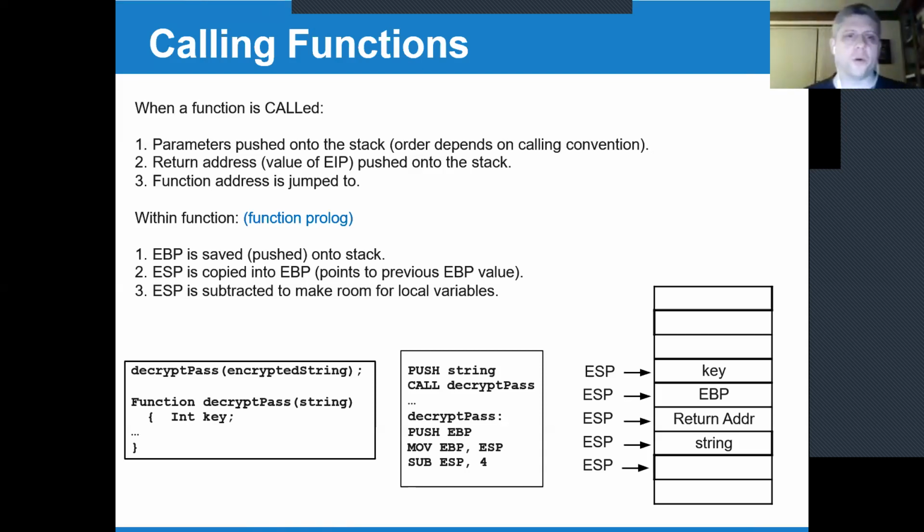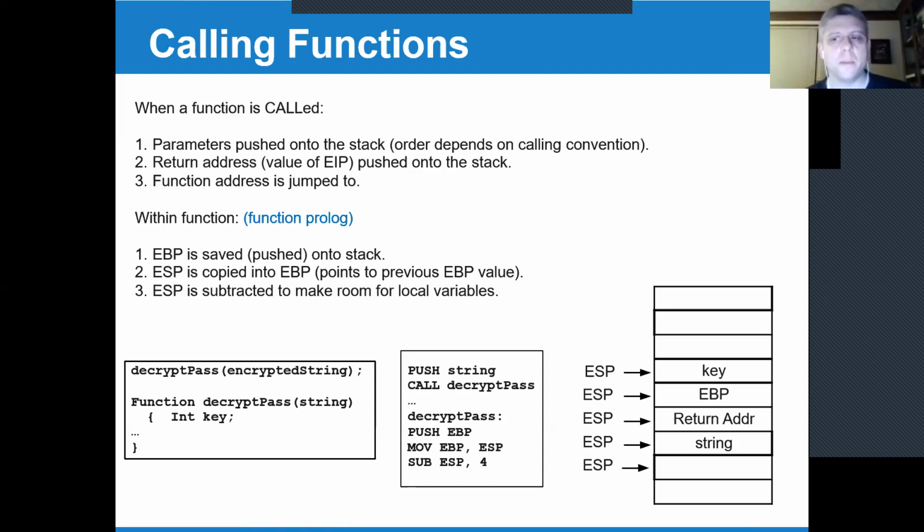Let me start over at the function prologue. So first, EBP is pushed onto the stack so we can save it. Then ESP, which right now is pointing to the previous EBP, is copied into EBP. So essentially what we're doing here is we're taking the current top of the stack and copying it into EBP. So that's going to be our new EBP, or our new fixed point on the stack. And then finally, ESP is subtracted to make room for local variables. In other words, we're increasing the size of the stack, or where the top of the stack is, so that we make room for all those local variables that we want to have.